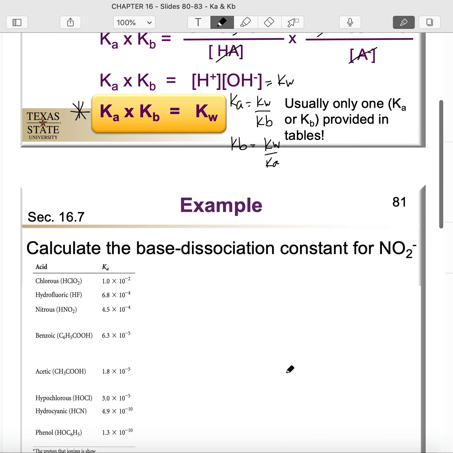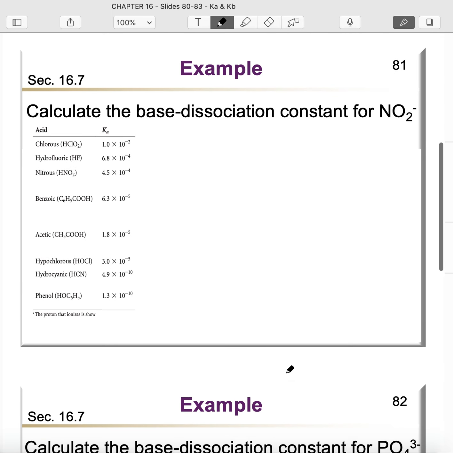All right, let's go ahead and do an example. So the question is, calculate the base dissociation constant for the nitrite ion. And so what we're going to look at is the table that we have available with information. You might see that we have a list of weak acids together with the value of their Ka. Of course, nitrite is not an acid, so what we're going to look for is the conjugate acid of this base. This is actually a base. The conjugate acid of that is going to be obviously HNO2, which is nitrous acid. And here it is, nitrous acid.